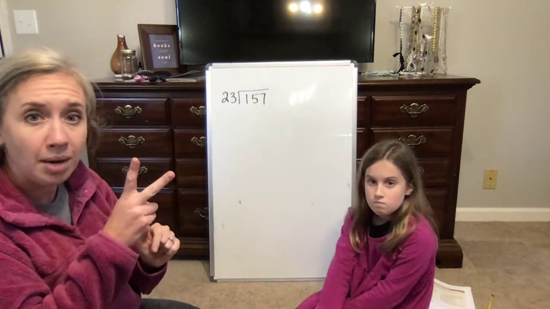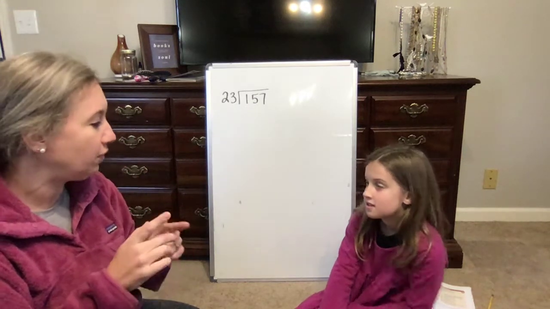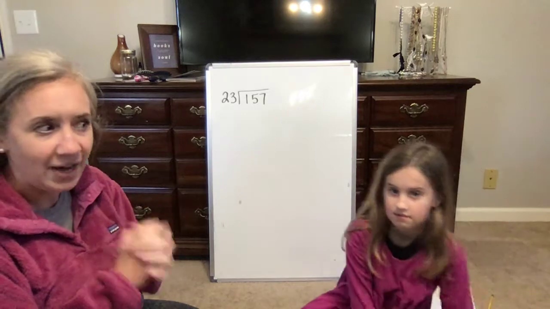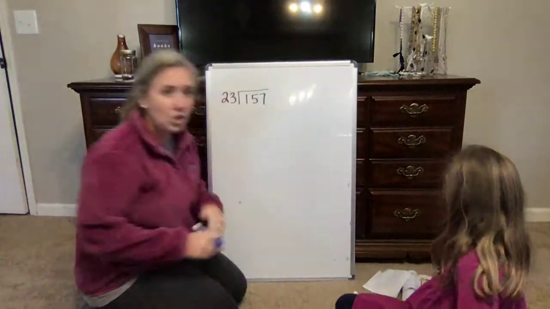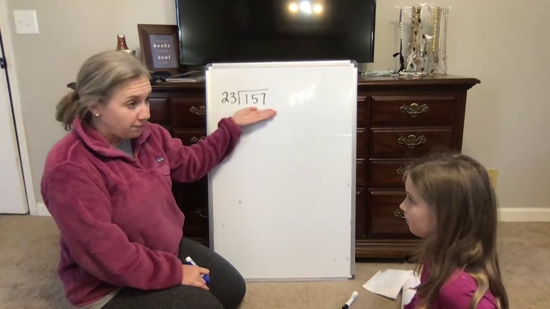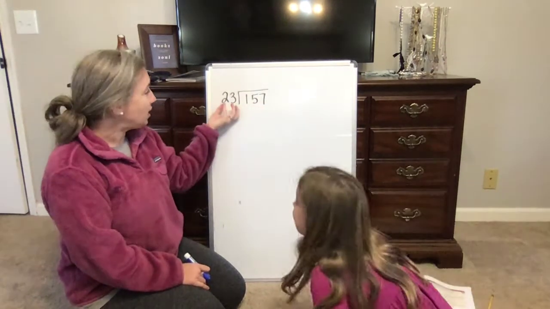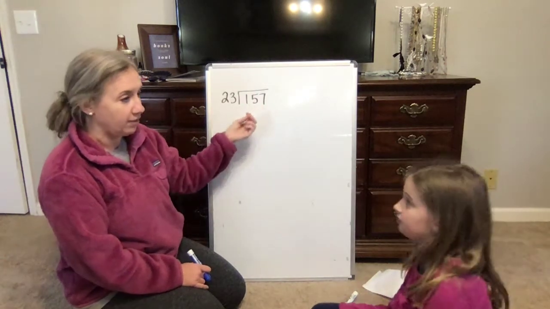So we're going to do 2 problems, and I'm going to show you, well, actually we may do 3. And I'm going to show you a few different ways for dividing. So let's look at this one. Now, you guys know that divide means we have 157, and we need to know how many groups of 23 are in the 157.